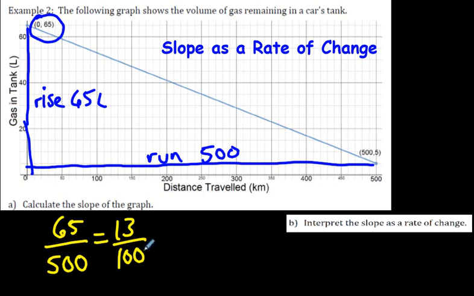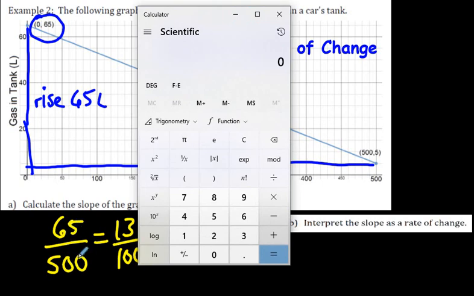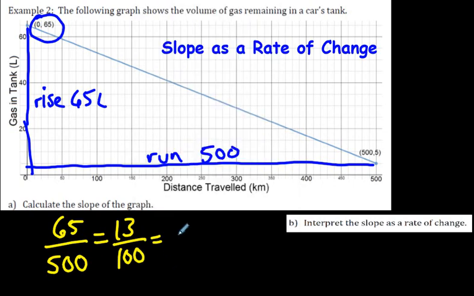This is our slope. If we were to change this into a decimal, which you can do, you would just go 13 divided by 100, or you could have just saved time and gone 65 divided by 500. You would get the same answer no matter which way you do it. So 65 divided by 500, you get 0.13. Now that makes sense because whenever you divide by 100, you just move the decimal over 2 places. You get 0.13. But I just went 65 divided by 500 to show that it's the same thing.